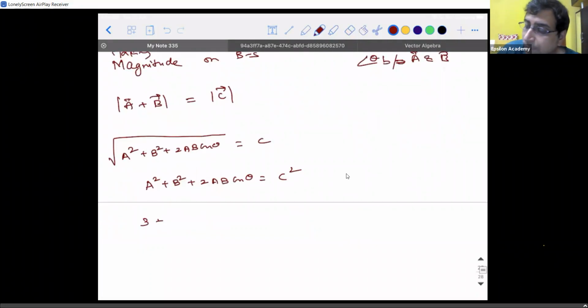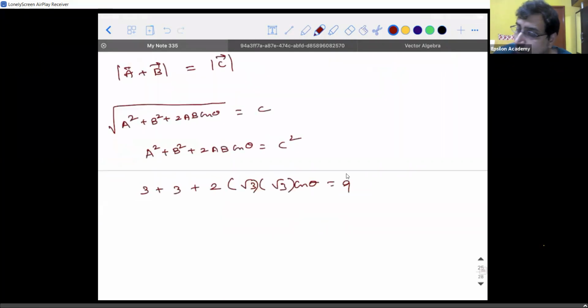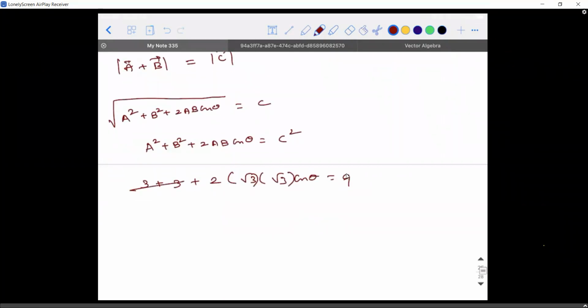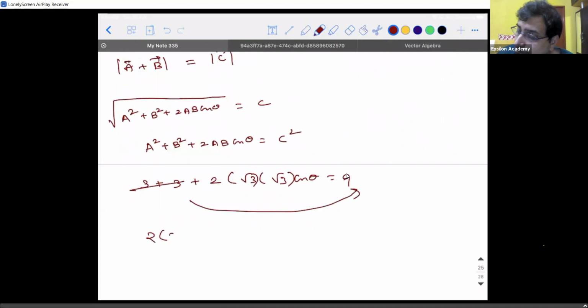A square is 3. Because A is root 3, A square is 3. B square is 3 plus 2 into root 3 into root 3 into cos theta, which is equal to how much? How much is C square? 9. So 3 plus 3 will go to the other side, 9 minus 6. So 2 into 3 into cos theta is equal to 9 minus 6, which is 3. This 3 and this 3 are gone. Cos theta is equal to half.